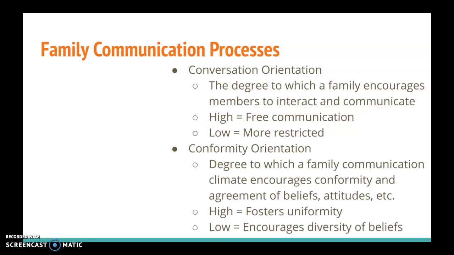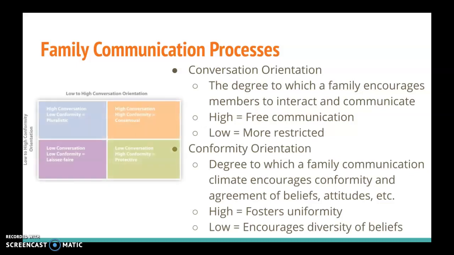Now, these two orientations, conversation orientation and conformity orientation, come together on a matrix to describe 4 general different types of families. As you can see on the screen here, we have low to high conversation orientation along the x-axis, moving from left to right, and we have low to high conformity orientation on the y-axis, going up and down. Let's take a look at each of these different types of families.